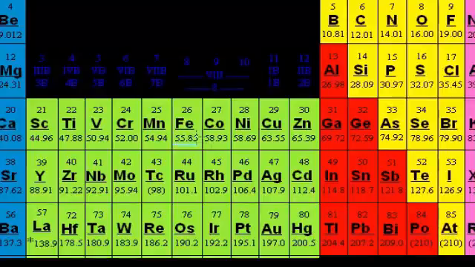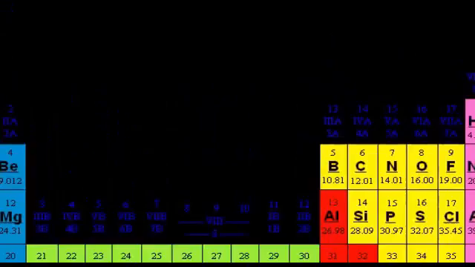Let's say we're dealing with the isotope of iron that has 30 neutrons, so it has a mass number of 56. So iron has an atomic mass number of 56, and oxygen we already know is 16. So iron was 56.